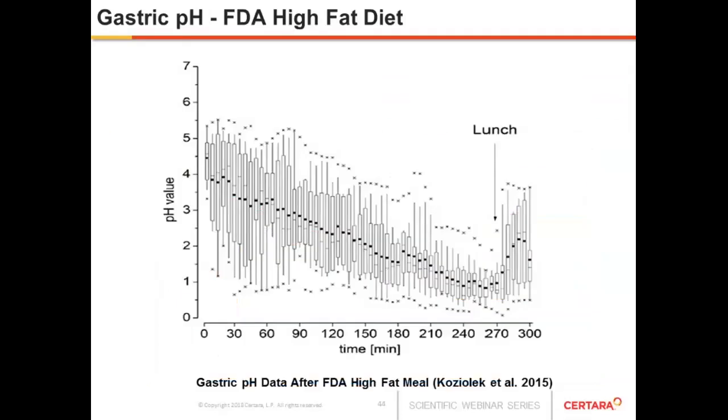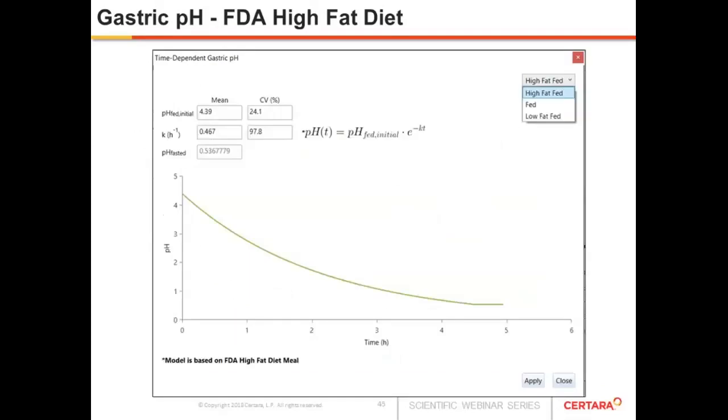Similar to the intestinal pH model, we also have a gastric pH model, and one important aspect of this new model is that we now have data based on the FDA high-fat diet. So if the user's clinical protocol involves administration of the FDA high-fat diet, the user can select the new dynamic pH model within the gastric compartment, which has been built on the basis of FDA high-fat diet data from Coziole et al. back in 2015. This is a representation of the FDA high-fat diet-based pop-up screen within the Simcyp simulator.